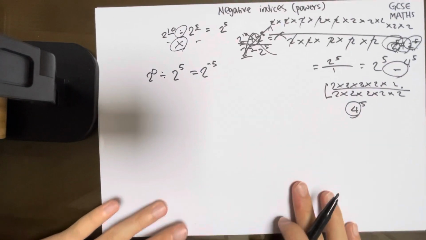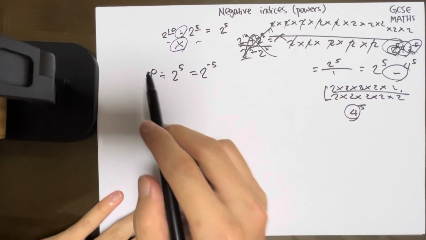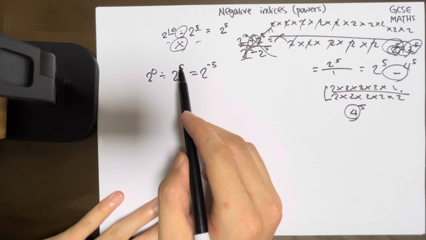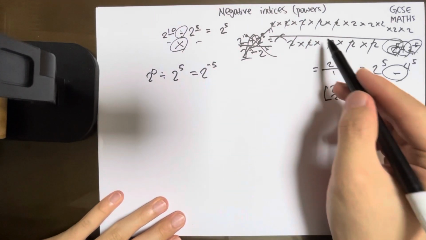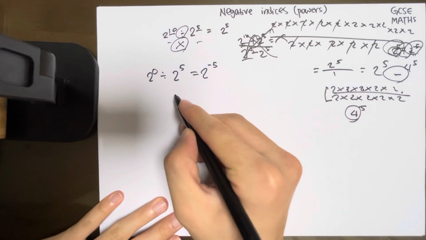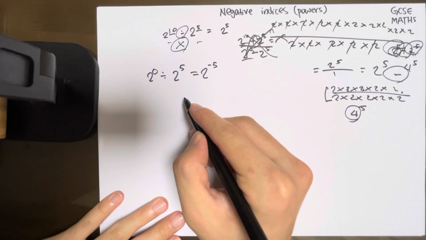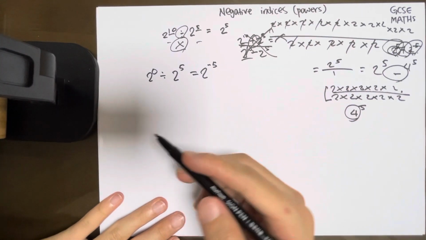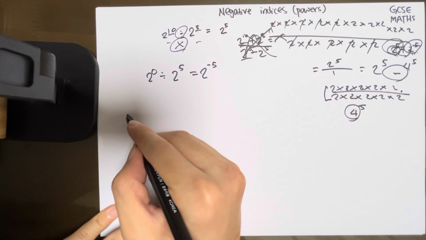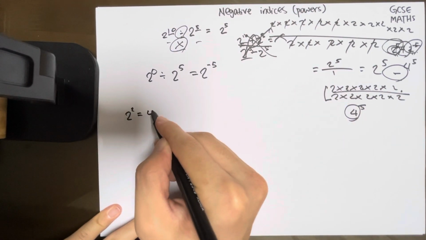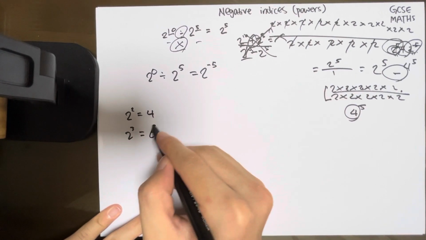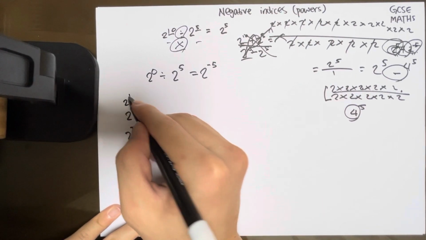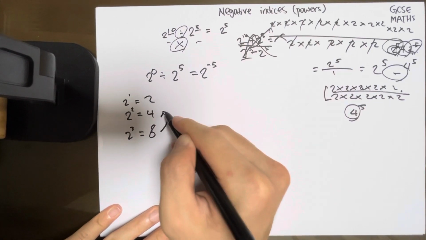Okay, let's take a look at division of negative indices now. So 2 to the power of 0 divided by 2 to the power of 5 would be 2 to the minus 5, right? How does this work? Let's try to visualize this in the same way we did here. 2 to the power of 0 is basically 1, right? Why does that happen? So let's take a look at this. 2 squared is 4. 2 cubed is 2 times 2 times 2, which is 8. And 2 to the power of 1 is 2, right? Notice anything?